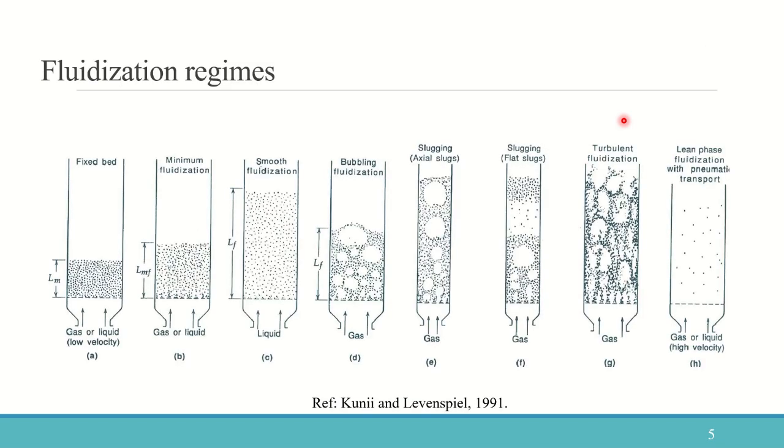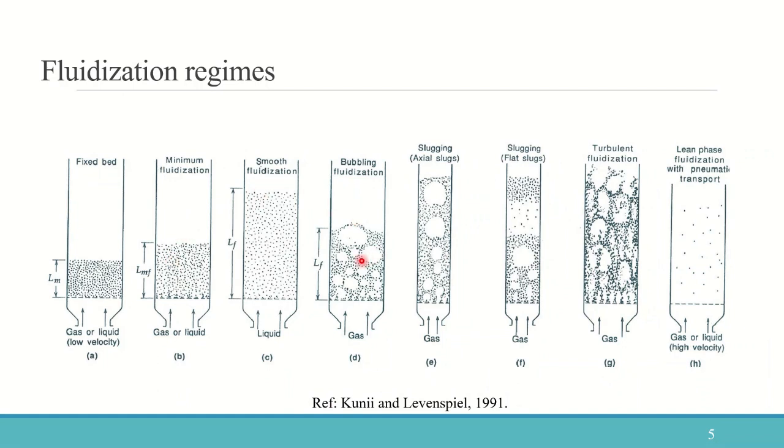Okay. Fluidization regimes vary from fixed bed to bubbling fluidization when we are dealing with gas, after the minimum fluidization condition. So when does this happen? This happens when we increase the gas or the liquid velocity. That is, when we increase the fluid velocity, we are able to see the bubbling fluidization.